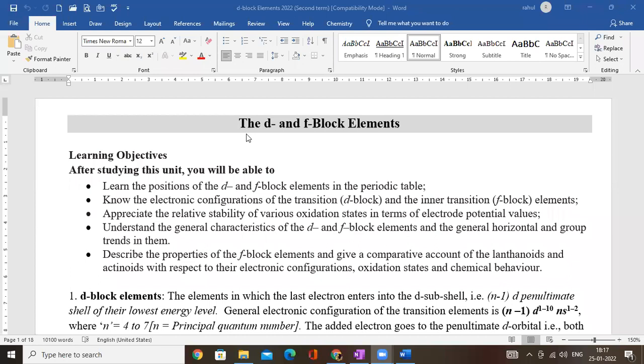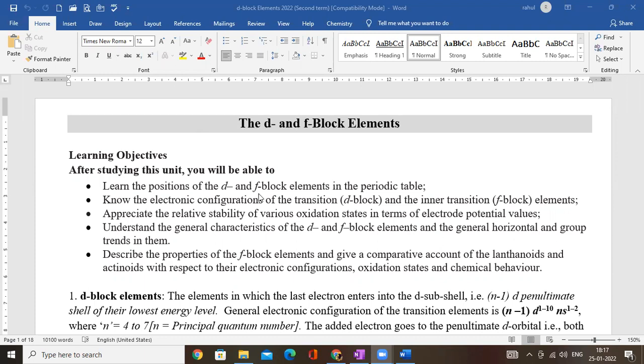So we are going to start today with this chapter called the D and F block elements. The first point is, what are the learning objectives of this chapter? After studying this unit, you will be able to explain what are basically D block elements, what are F block elements, where exactly they are being located in the periodic table.